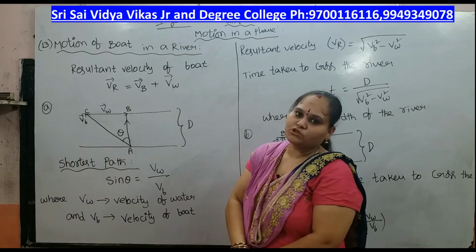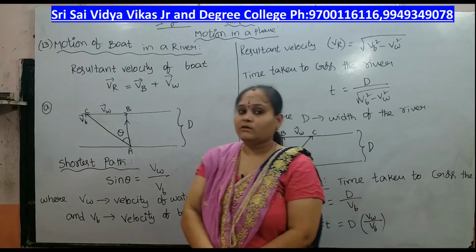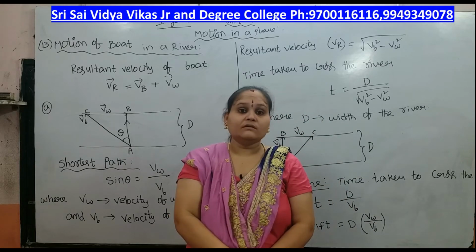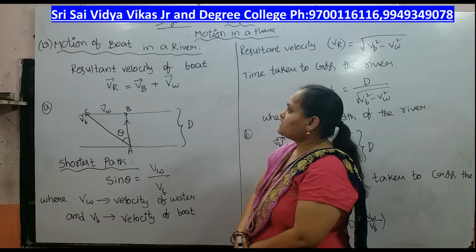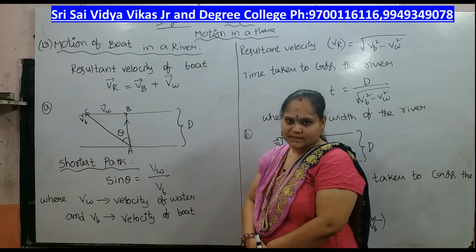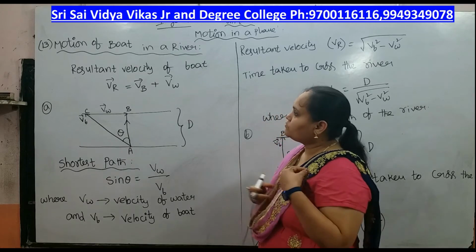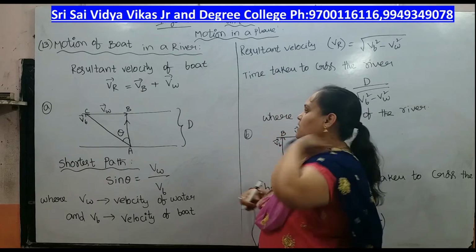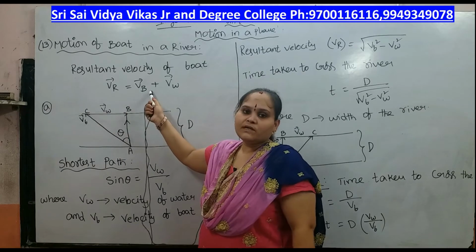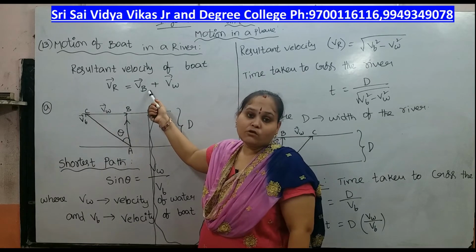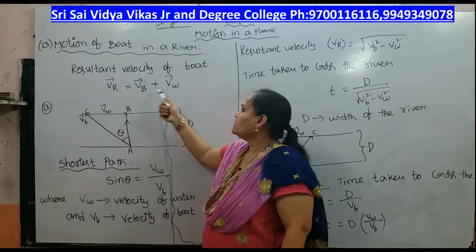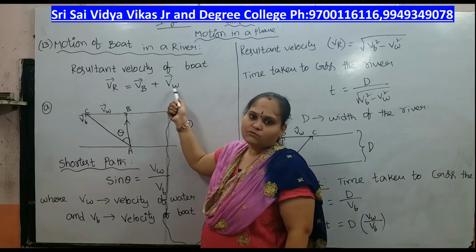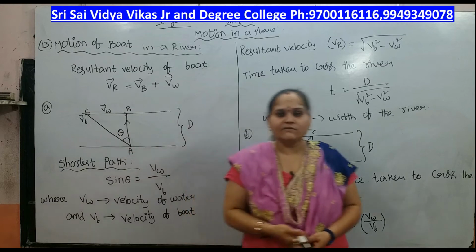The topic is motion of a boat in a river. These are all very useful in problem solving. Okay, listen. The resultant velocity of a boat can be taken as V_r bar equal to V bar plus V_w bar, where V bar is the velocity of the boat and V_r is the resultant velocity of the boat. So boat velocity plus water velocity gives the resultant velocity.